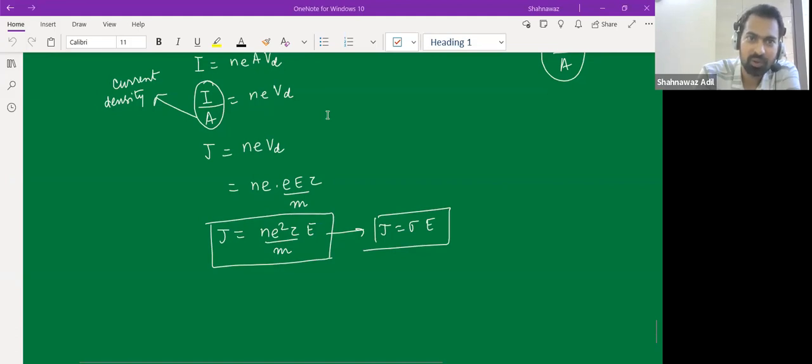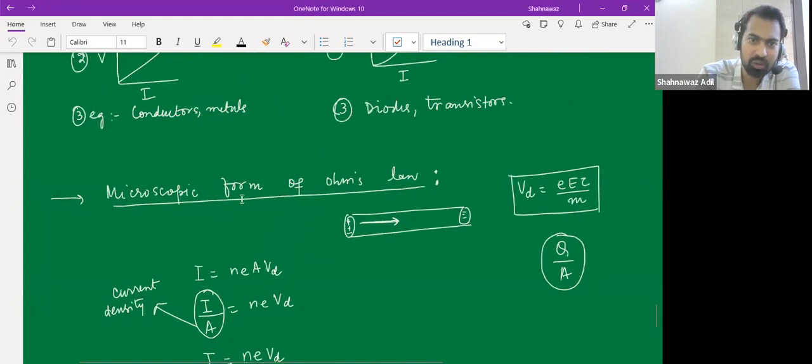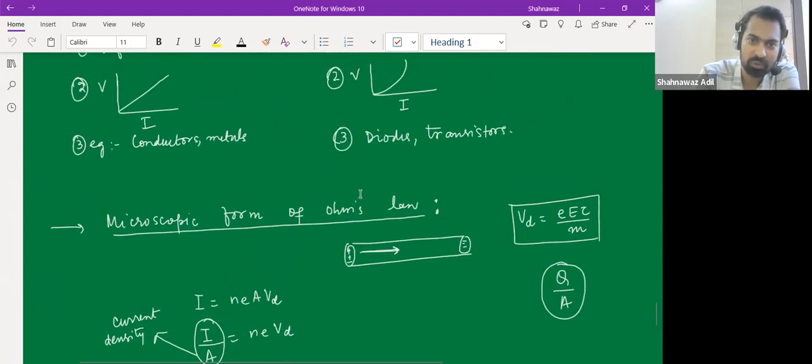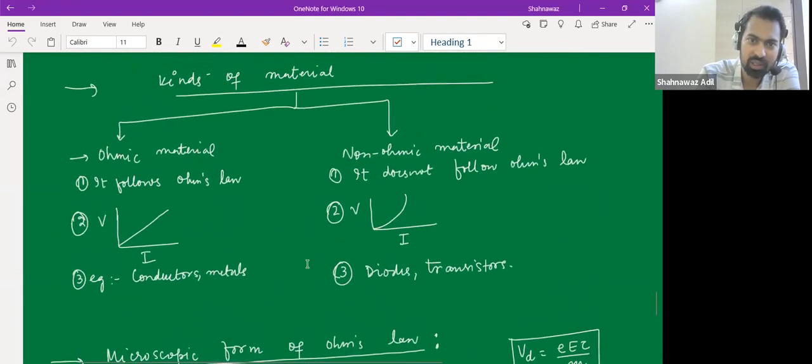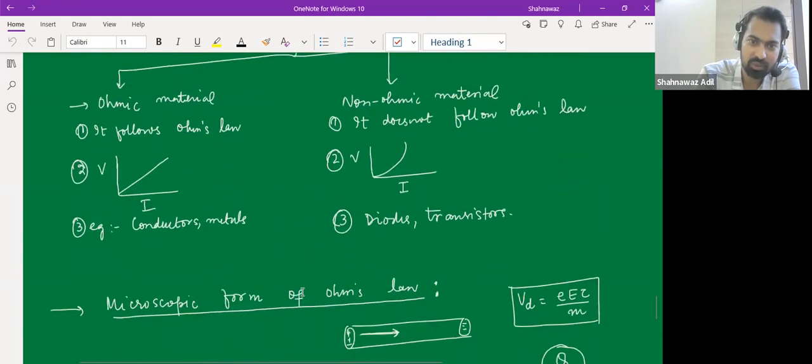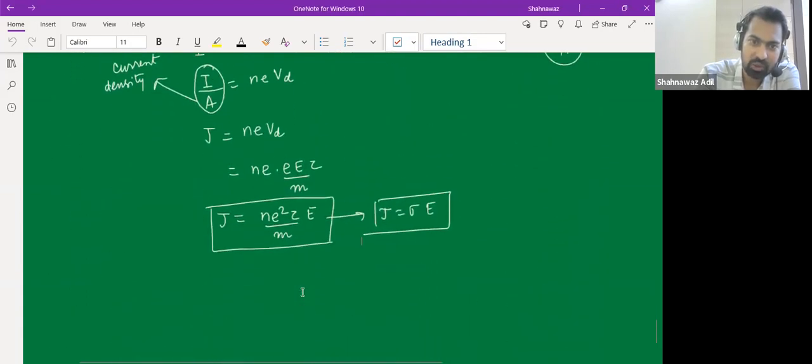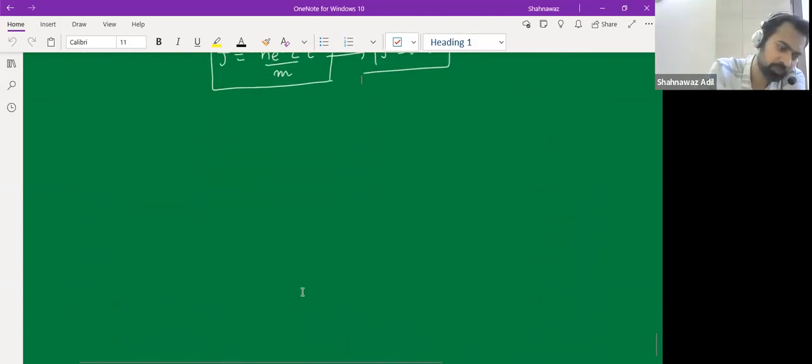Okay, so what we were doing, we were understanding what the microscopic form of Ohm's law is, right? Firstly, let me quickly revise what we did so far. We learned that whenever charge is flowing, it produces current, and it has two kinds.